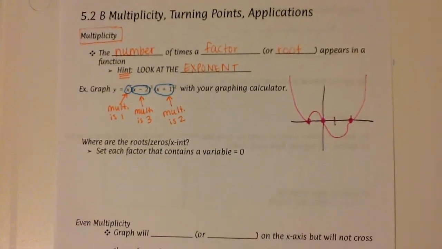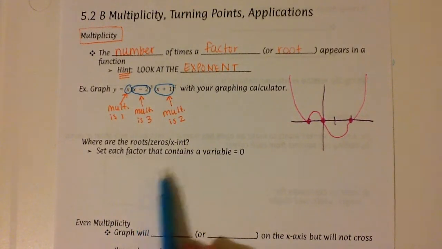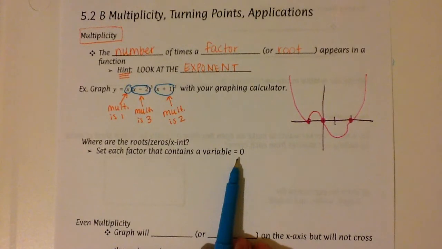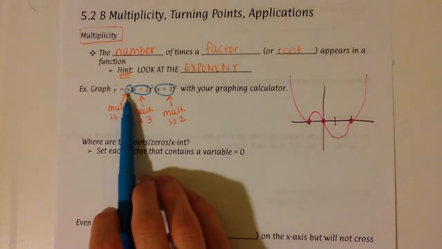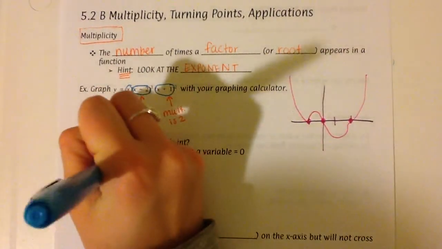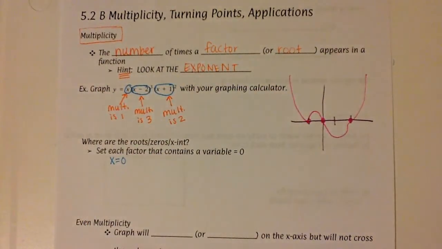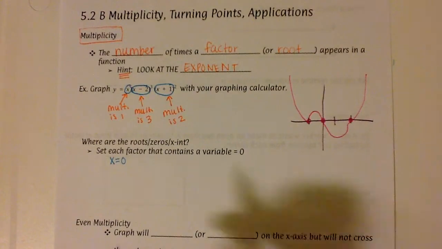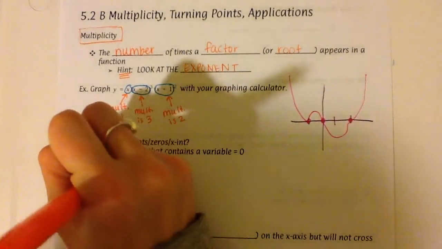Alright, so the next part says, where are the roots, zeros, or the x-intercepts? Those all mean the same thing. So we are going to set each factor that contains a variable equal to 0. So if we go up here, our first one that has a variable is x. So we can take x equals 0. And we said up here that it has a multiplicity of 1.